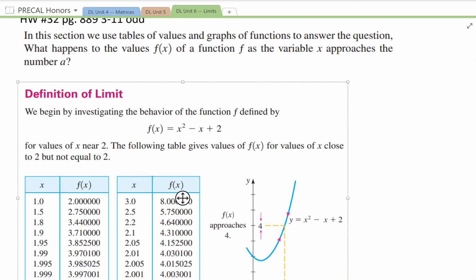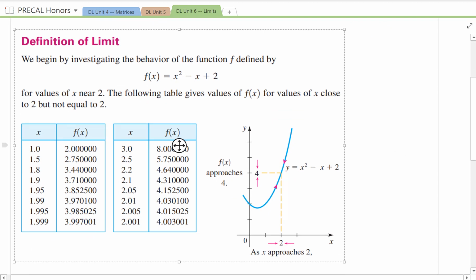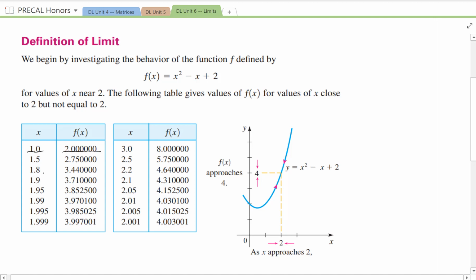The definition of a limit. So we begin by investigating the behavior of this particular function, a parabola, for values of x near 2. So we're going to plug in values near 2, but not equal to 2. Okay, so they started off with plugging in 1. If they plugged in 1, they got 2. When they plugged in 1.5, they got 2.75. This could take a while. So continuing on, as you see, 2 will lie directly between 1.999 and 2.001.